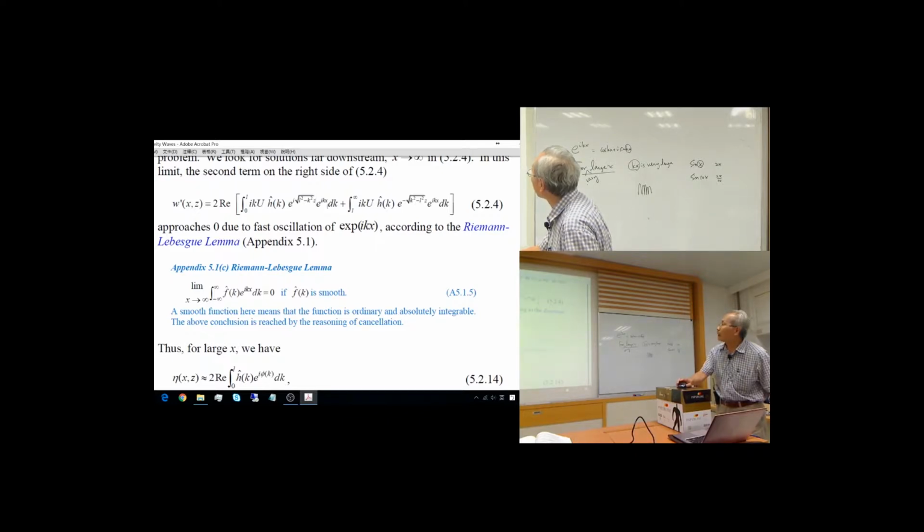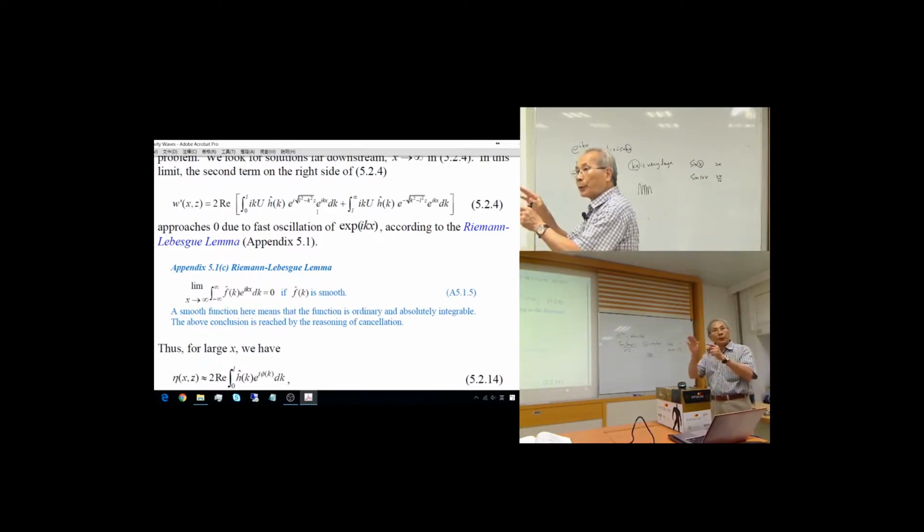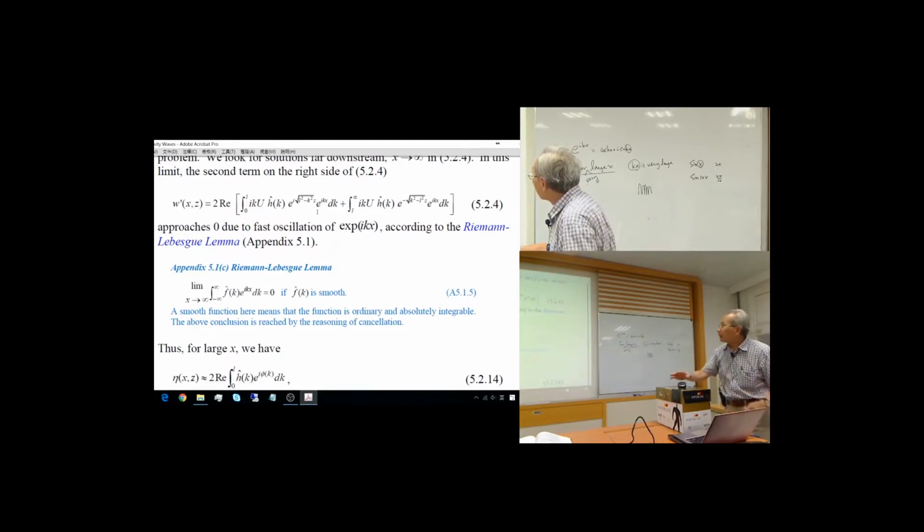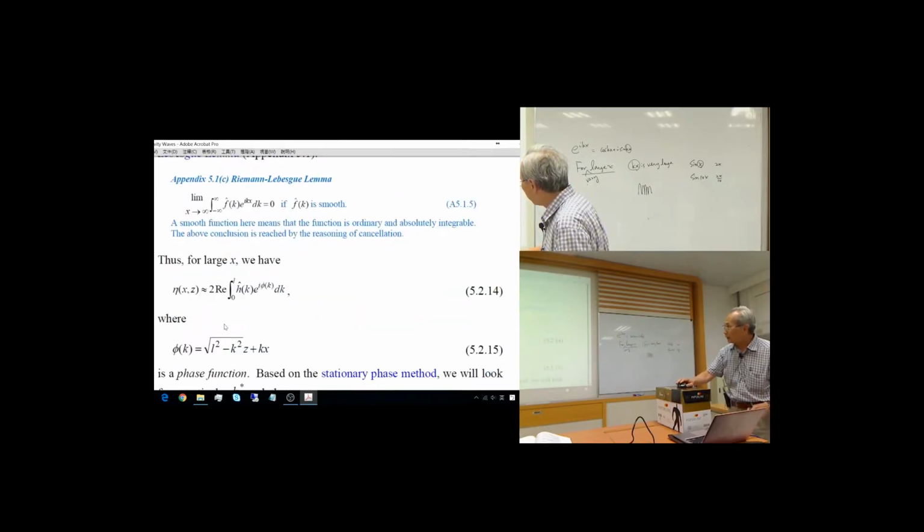Then for large x, in other words, we are looking for asymptotic solutions, not near the mountain, but far away from the mountain, and then we can get the solution. So then it will disappear. And now that's the Riemann-Lebesgue lemma. Now let's look at here.